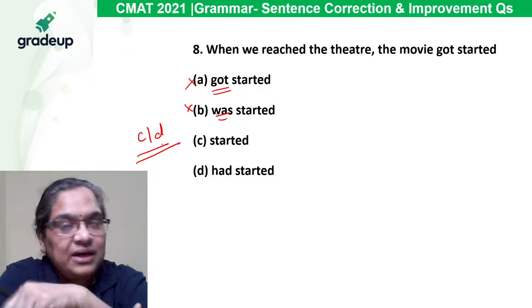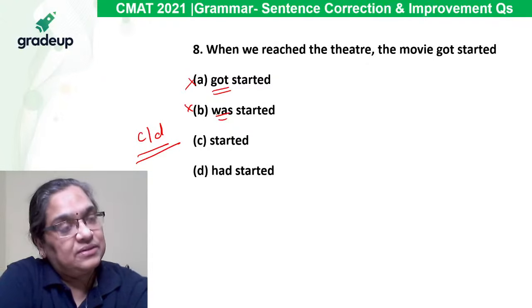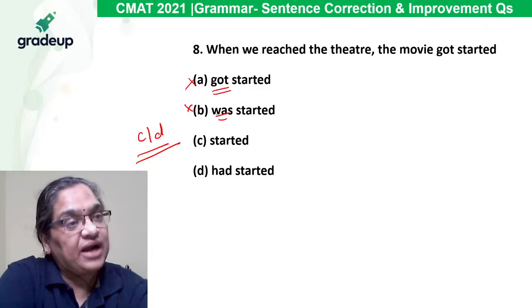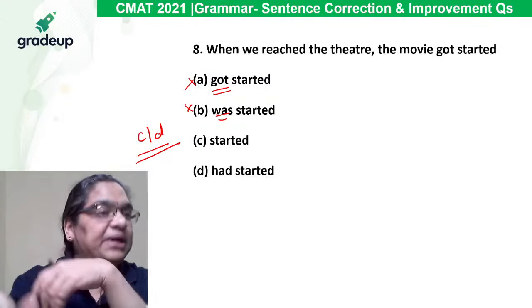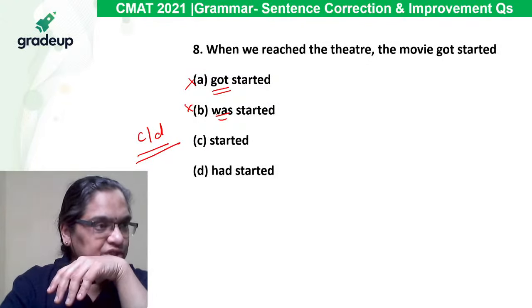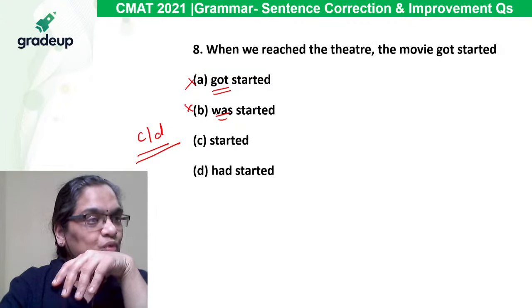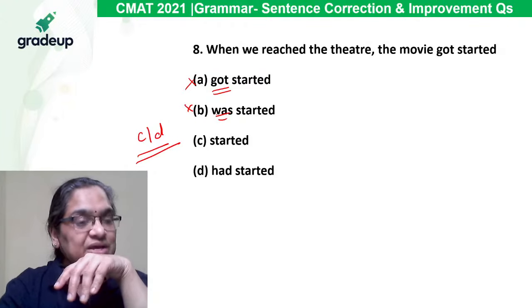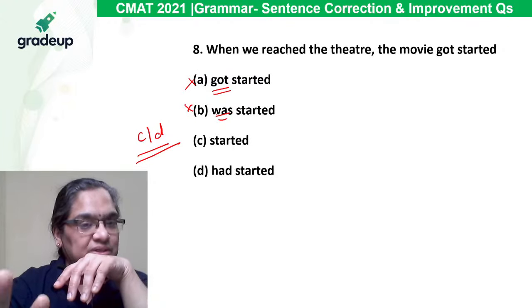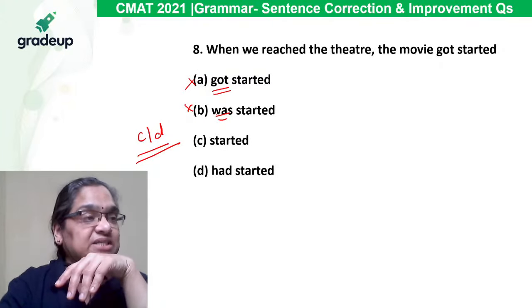Movie was started means you're putting it in passive voice. It was started by, the company was started by somebody, right? Passive voice you are using. But here you don't say movie was started. Movie shuru ho gaya tha. That's what you are trying to say. So is it just started or is it had started?